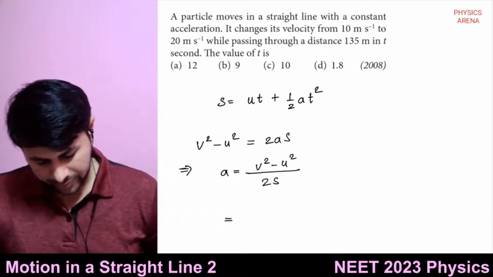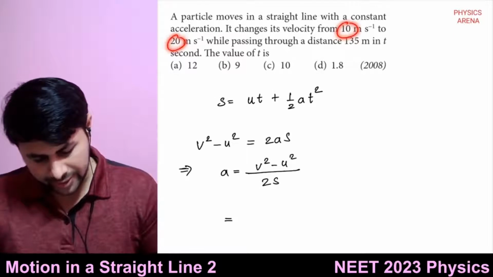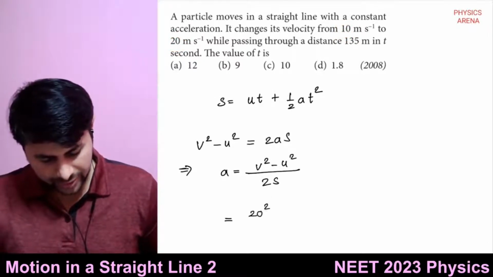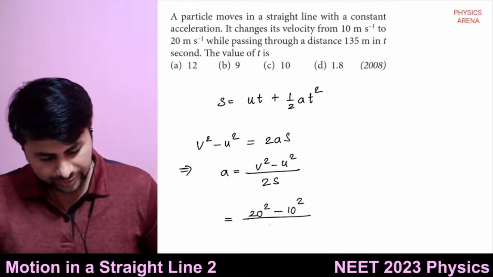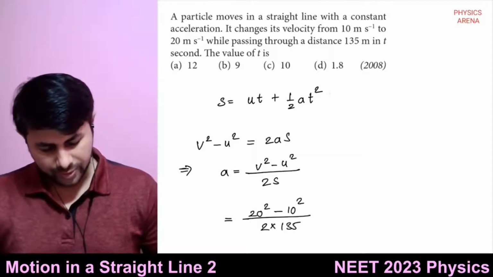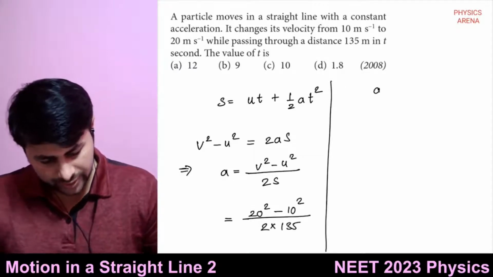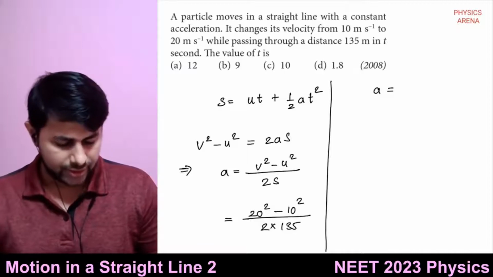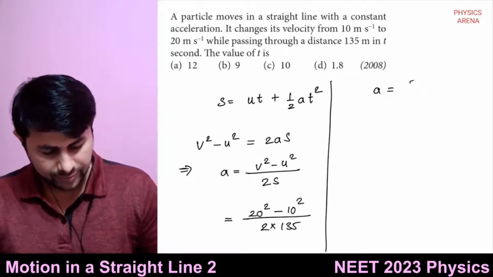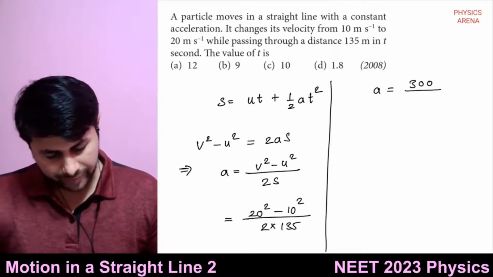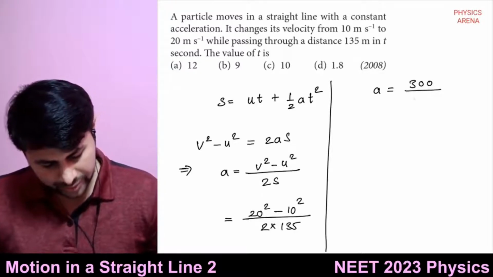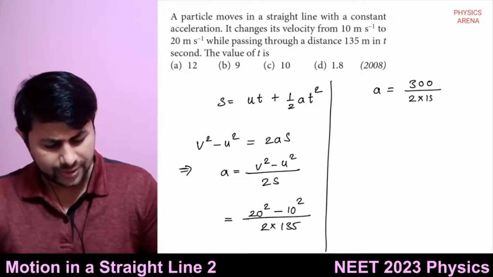It is 20 square minus 10 square divided by how much? So 20 square minus 10 square divided by 2 times 135. So a is equal to 20 square is 400 minus 10 square is 100, so 300 divided by 2 times 135. Let's keep it as it is.